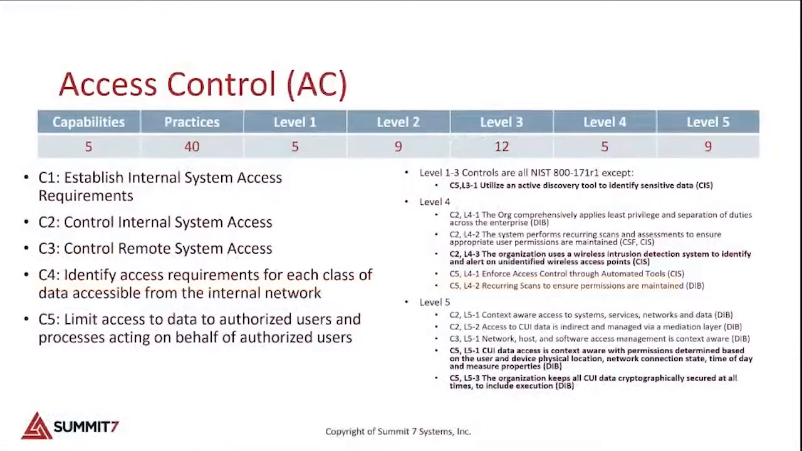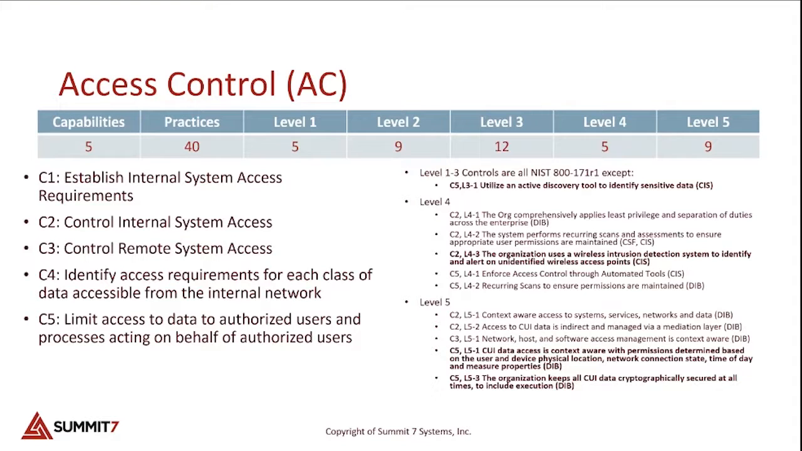So the first domain we're going to talk about is access control. All of these slides look the same, so let me orient you to how I have this slide built out. Across the top, you're going to see capabilities, practices, and then level 1 through 5. Capabilities tells you how many capabilities are identified for that specific domain. Practices tells you how many practices, or how many controls, are part of that domain. And the level 1 through 5 shows you how many of those practices are listed for each of the levels. That's what the top line is all about, and it's going to stay the same; only the numbers will change as we go through all the domains.